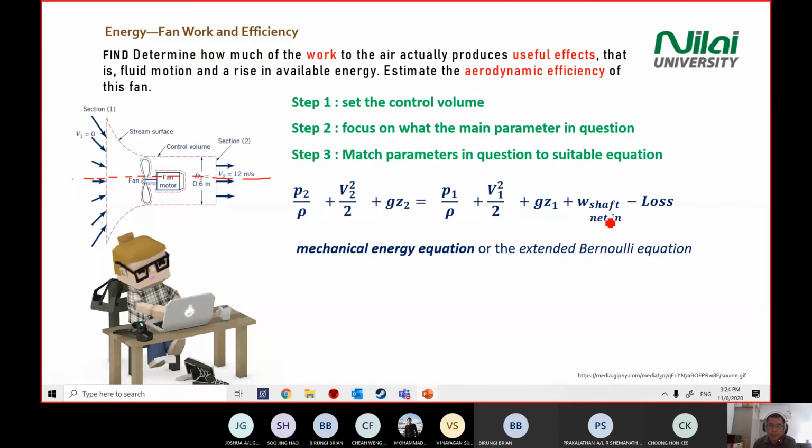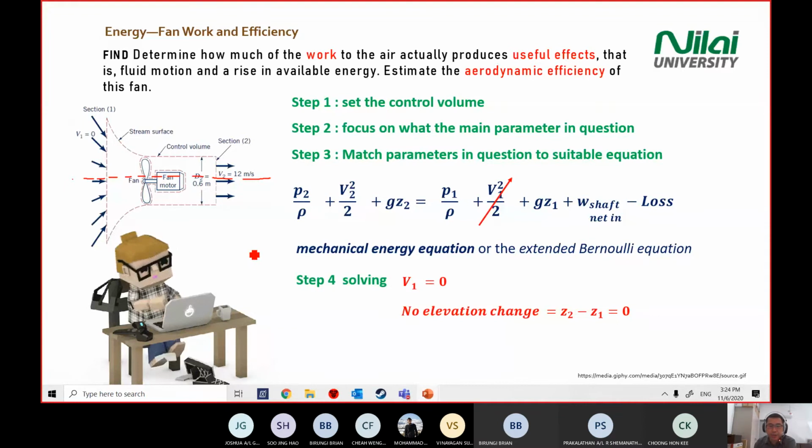Okay, then you have this equation already, which means you have the shaft work and minus the loss. So this is the complete mechanical energy equation that we use to solve this question. All right, start to solve. Again, use the known value, which is V1 equal to 0. No elevation, so you can take out Z1 and Z2. We take out these two not because there's no value for gravitational acceleration, but because there's no difference in your Z.